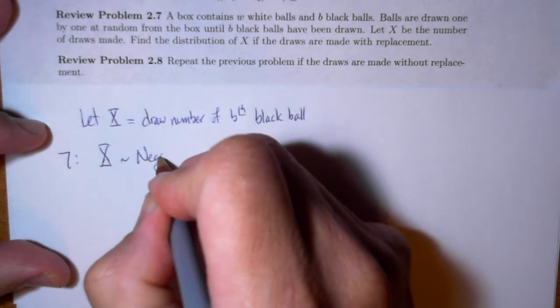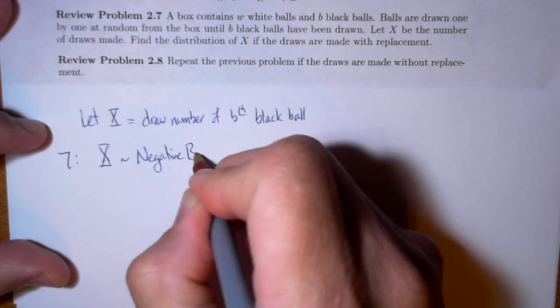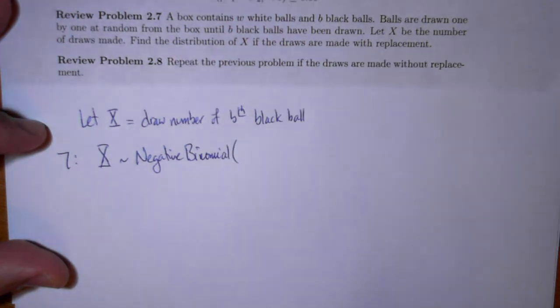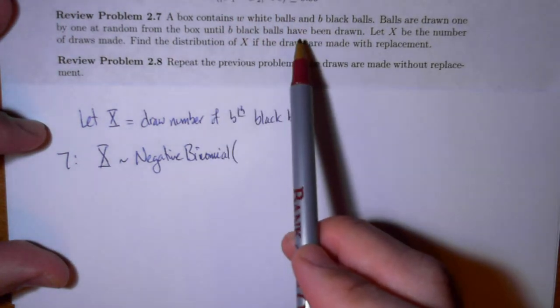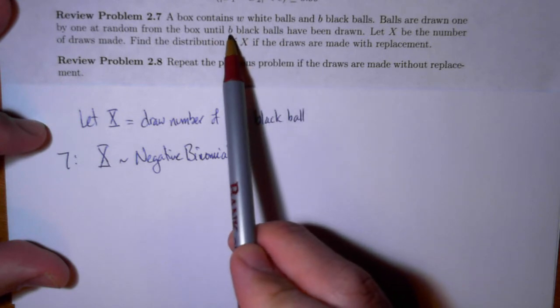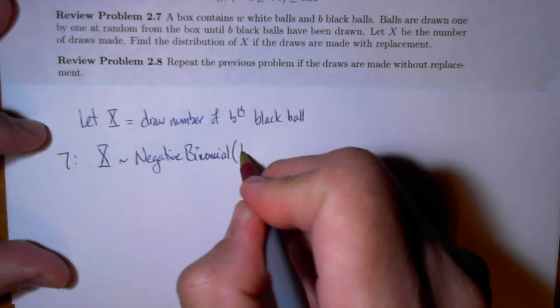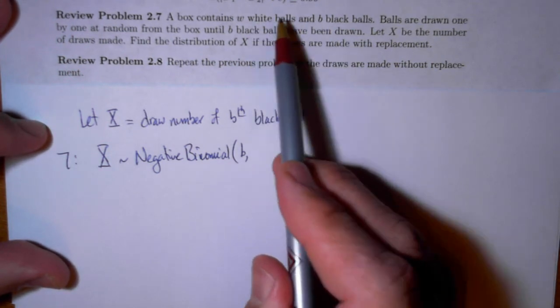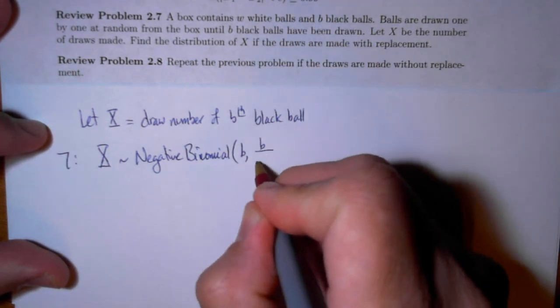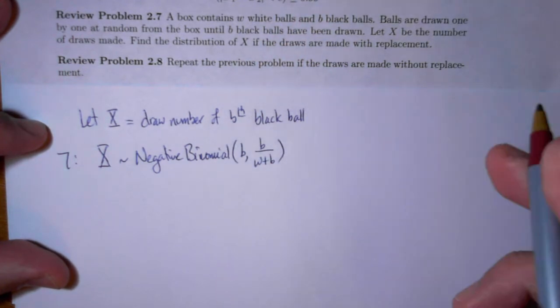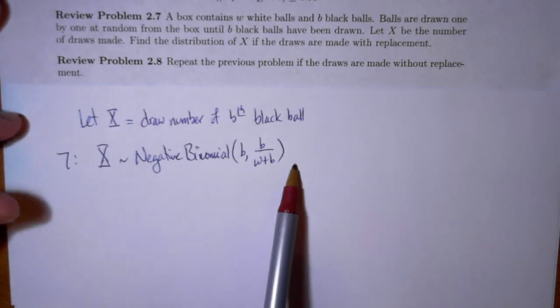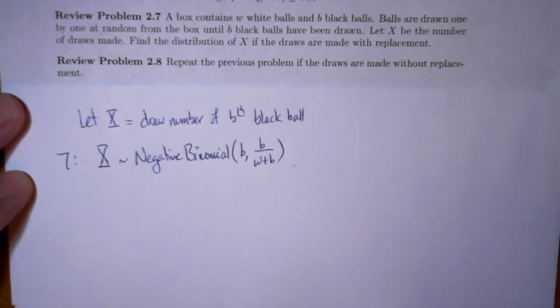It'll be negative binomial. The reason it is negative binomial is because we're doing something independently over and over again, and we're waiting until the Bth success. So we're waiting for the Bth success, and the chance of success would be B divided by the total number of balls, W plus B. And so this is one way of specifying a distribution, by just identifying it as one of our standard distributions that we've discussed in class.